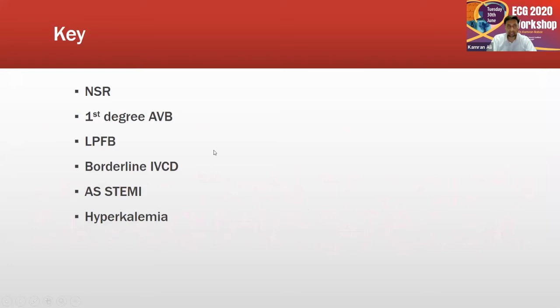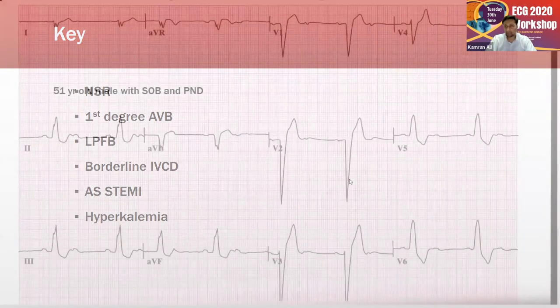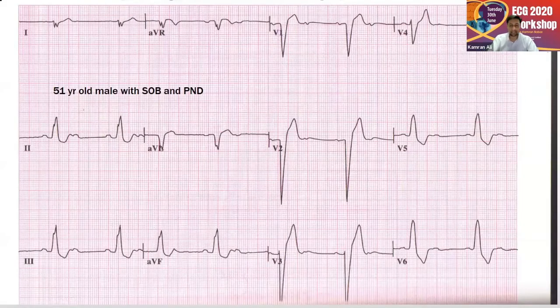And of course, the PR interval is also deranged, although it's a sinus rhythm. So because of the electrolyte imbalance, the whole conduction system is in jeopardy. This patient needs both STEMI treatment as well as hyperkalemia correction.